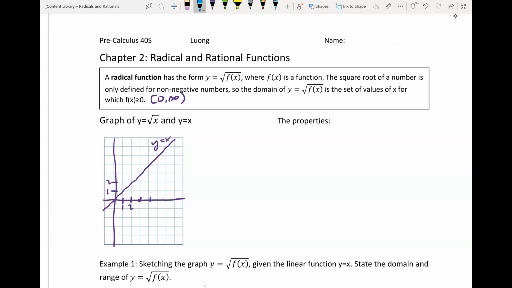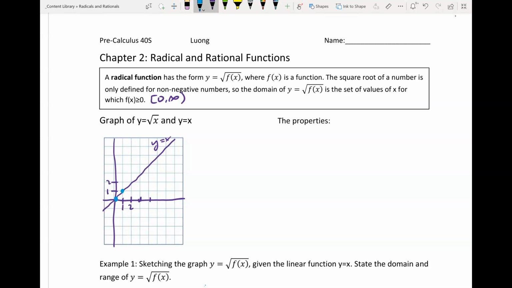Now if I want to draw the y equals root x graph, I'm going to take all my y values from the y equals x and take the square root of them. So the square root of 1 is 1, so that remains the same. The square root of 0 is also 0. Here we can't take the square root of these values because they are negative, so I'm not going to bother. It starts from here then.